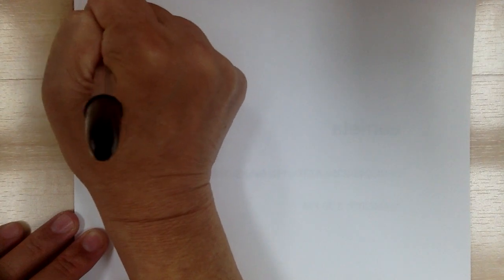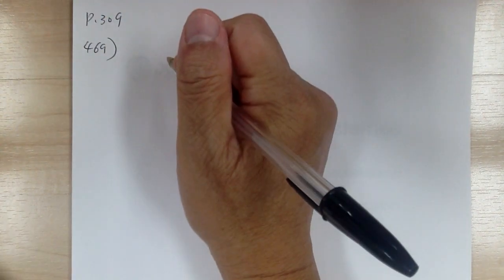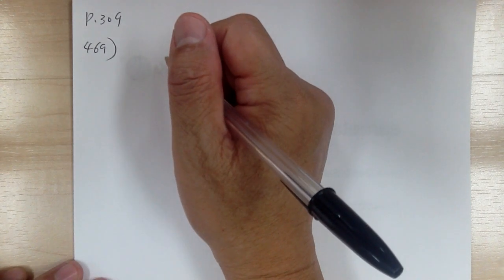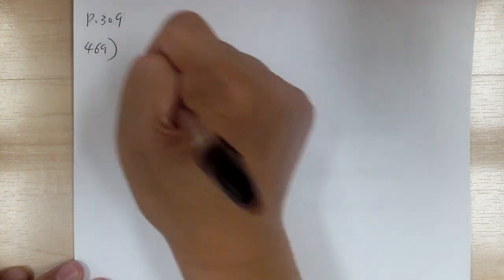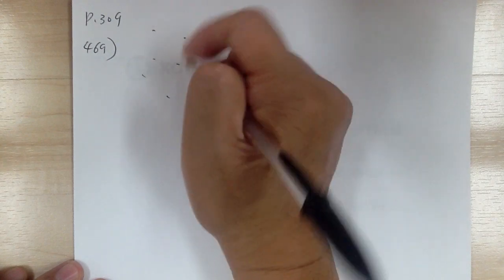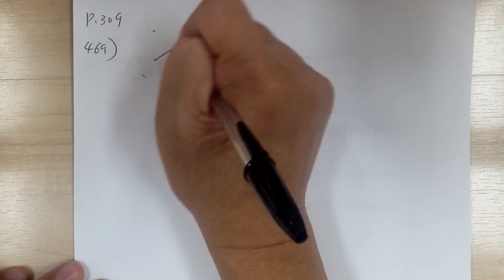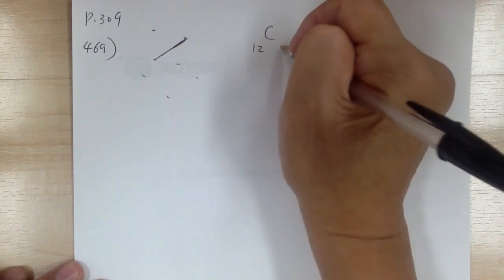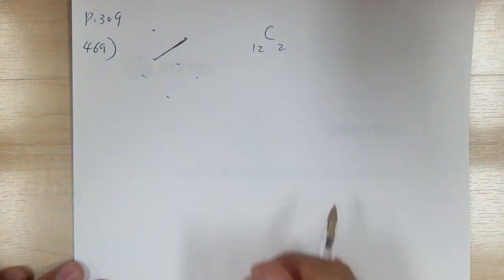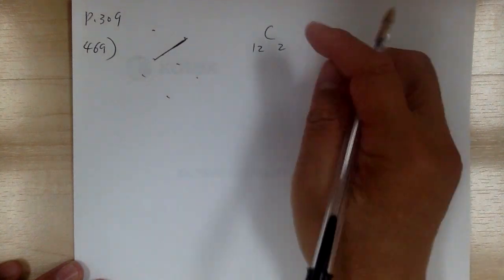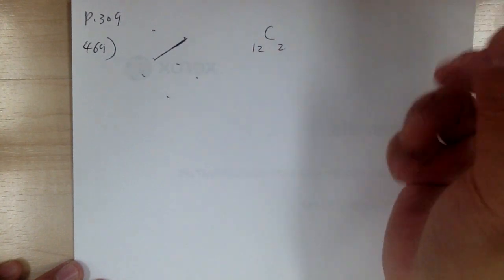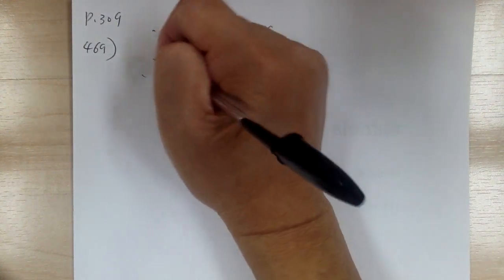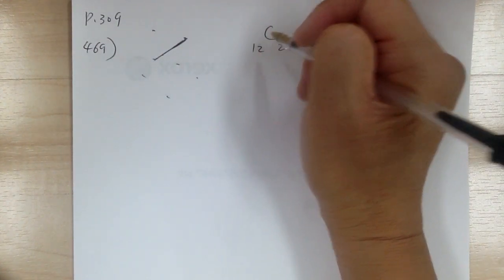Number 469. How many lines are determined by 12 points on a plane, if no 3 of them are collinear? So you've got points, and it takes 2 points to make a line. There are 12 points, and you take 2 points to make a line, and none of the points are collinear. If there are collinear points, then you have to take away those collinear lines, the points that form the collinear line.